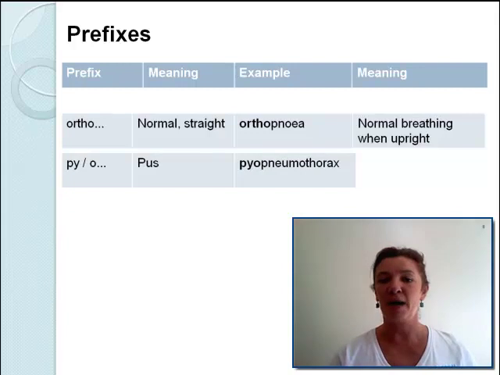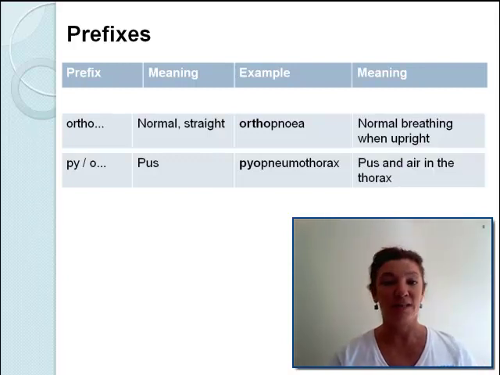Pi or pio is pus. Pneumothorax. Let's break it down. Pio, pneumo, thorax. Thorax, hopefully you remember, means chest. Pneumo, in this case, is going to mean air. And pio, pus. So together, it's pus and air in the thorax, or in the chest cavity.